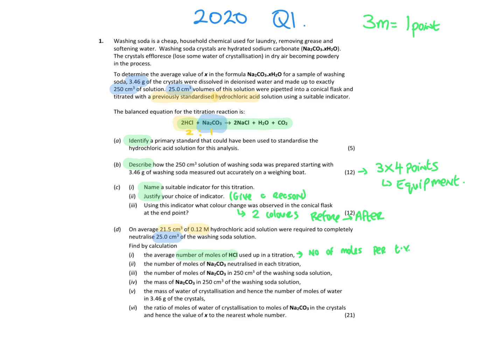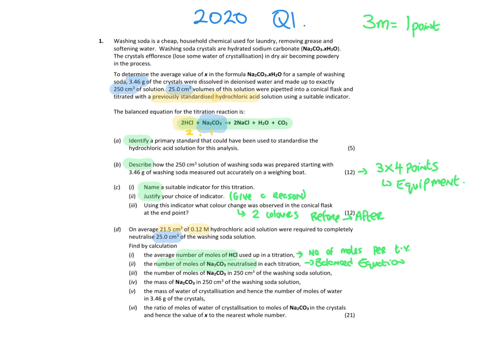The second part is asking you to find the number of moles of Na2CO3, which is sodium carbonate, neutralized in each titration. Now, you can find this by using your balanced equation and looking at your ratio, because you will have previously figured out the number of moles of HCl used in the titration, so you can go back to your balanced equation to figure out the number of moles of sodium carbonate used. That will be for your titration.